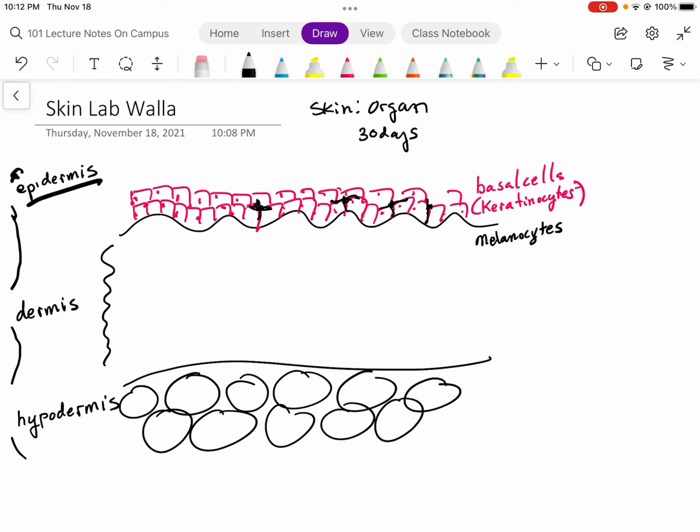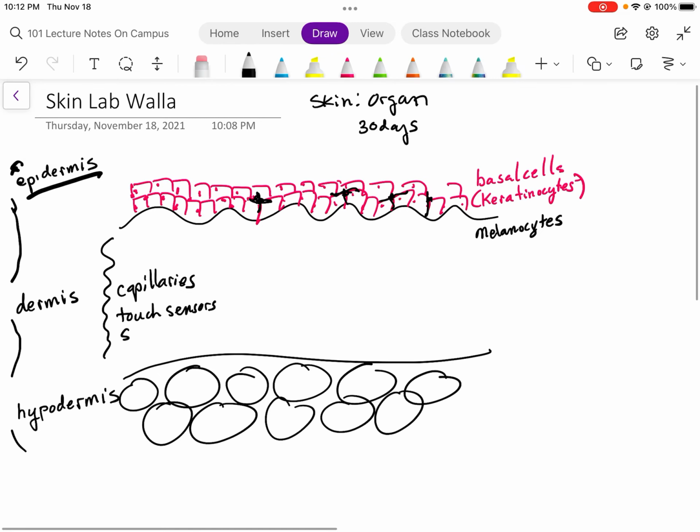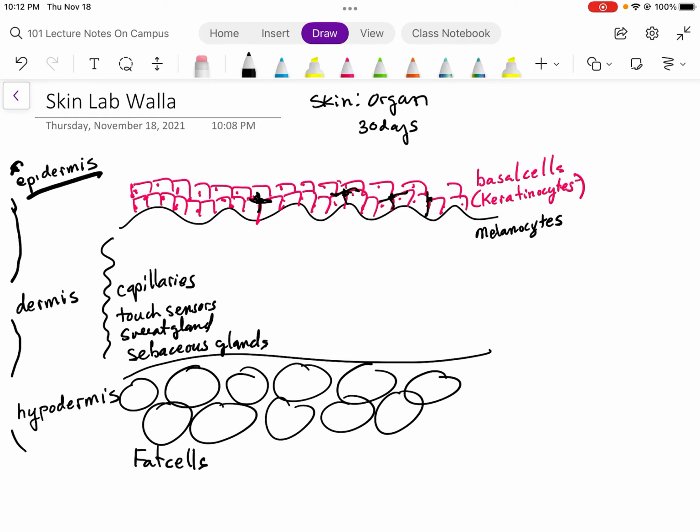The dermal layer here has capillaries. It also has touch sensors, which I don't usually cover, but they're here in this level. There are also sweat glands, and there are sebaceous glands. So be watching for those things down there. And in the bottom, these are mostly going to be fat cells in the hypodermis. So that's what these things look like. Fat cells, these big circular things that look like you've cut into a cork or something.